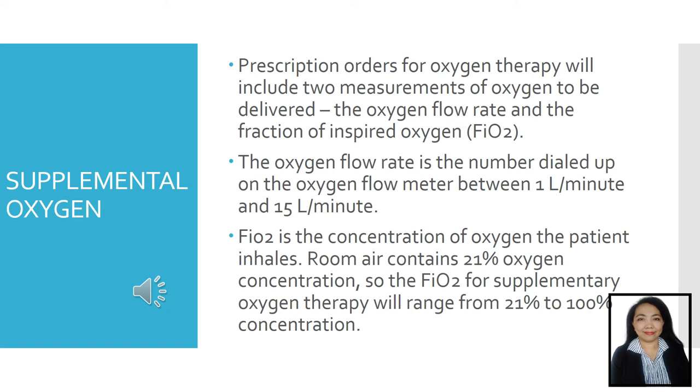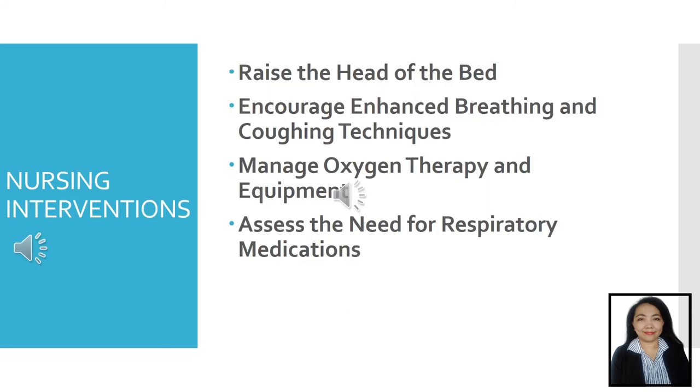Remember, guys, that prescription orders for oxygen therapy will always include 2 measurements of oxygen to be delivered. It's number 1, the oxygen flow rate, and the fraction of inspired oxygen. The oxygen flow rate is the number dialed up in the oxygen flow meter between 1 liter per minute and 15 liters per minute. While your fraction of inspired oxygen, or FiO2, is the concentration of oxygen the patient inhales. Room air contains 21% oxygen concentration, so the FiO2 for supplementary oxygen therapy will range from 21% to 100% concentration.